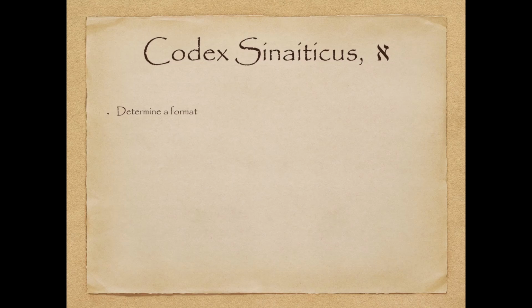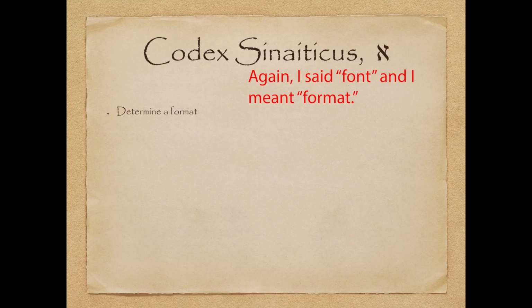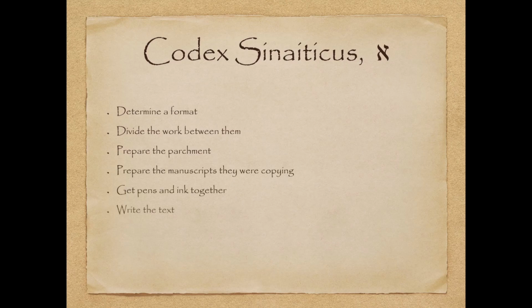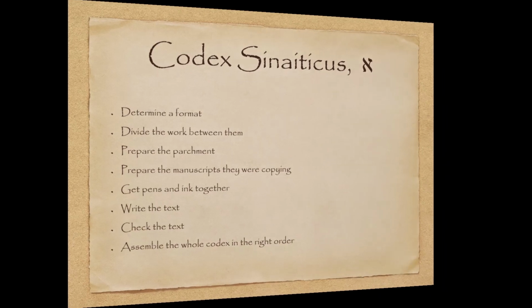To make the manuscripts, the scribes had to perform a series of tasks. Determine a font. There are very few surviving manuscripts written with 4 columns to a page. They had to divide the work between them, prepare the parchment, including ruling it with a framework for the layout of columns and lines, prepare the manuscripts they were copying, get pens and ink together, write the text, check the text, assemble the whole codex in the right order.